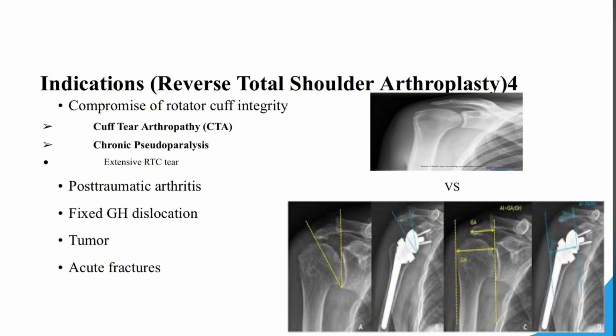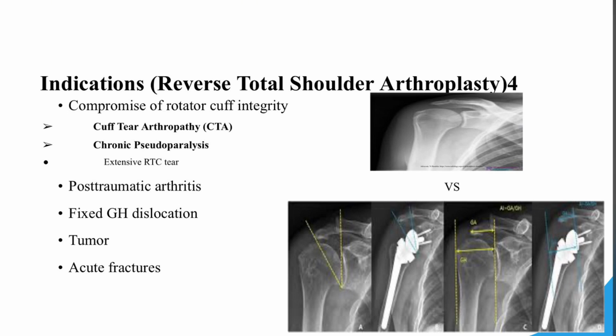So for a cuff tear arthropathy, a patient may present with rotator cuff dysfunction and end-stage glenohumeral arthritis, and this will eventually lead to the collapse of the humeral head, indicating the need for an RTSA. And also in chronic pseudoparalysis, the patient will not be able to use their upper extremity, especially if there is a massive rotator cuff tear that cannot be repaired, so they would have to have the RTSA. And then in addition, post-traumatic arthritis, like glenohumeral dislocation, tumor, and acute fractures.